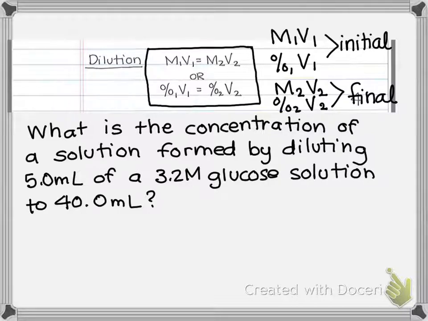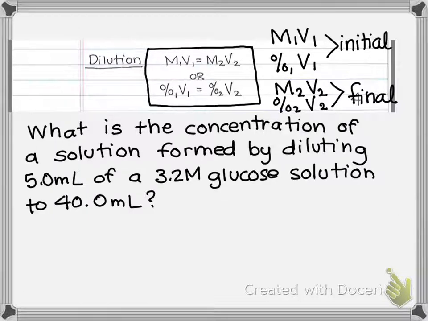When we make a dilution, why this equation works is because the total amount of solute is staying the same, but the amount of solution is changing. And that's what allows us to make these two sides of the equation equal. So here's an example of how you might solve a dilution problem.